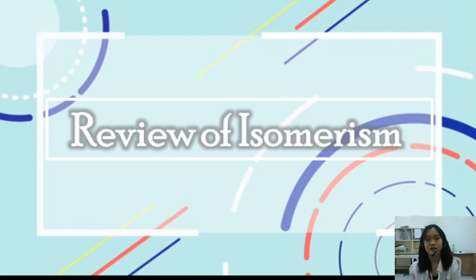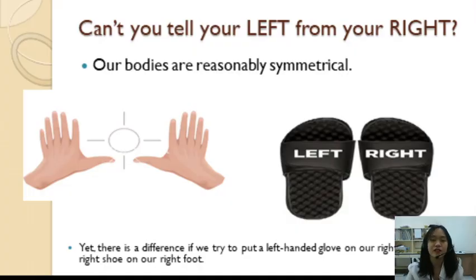Okay, first, you might be confused, ma'am, what is an isomer? So, here is the review for isomers. Okay, can you tell your left from your right? So, get your hands. Okay, look. Which is the left hand? If facing me, this is my left and this is my right. Our bodies are reasonably symmetrical. When you say symmetrical, the left side is the mirror image of the right side, and the right side is the mirror image of the left side.